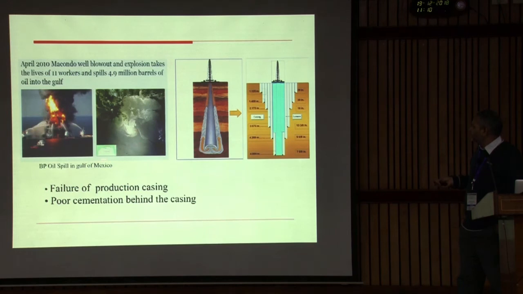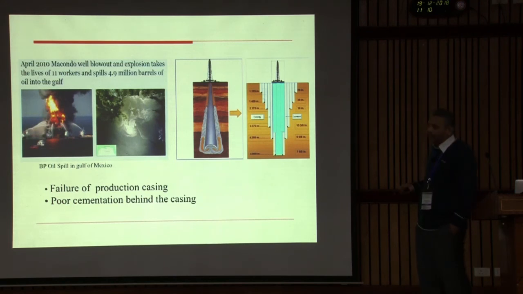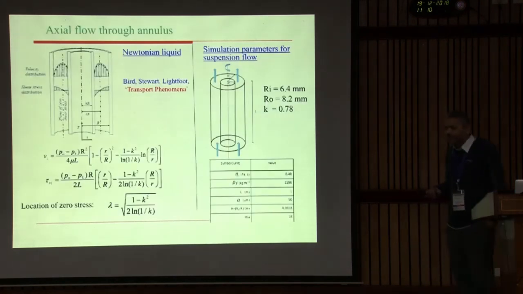And this occurred because there was failure of production casing, which resulted because of poor cementation. In an oil well, to stabilize the hole which was drilled, you put a pipe and you put cement in the annular spaces. If the cement is not good, it's going to fail. And this cement slurry has particles in fluid, so if there is a migration, it's going to result in poor cementation.